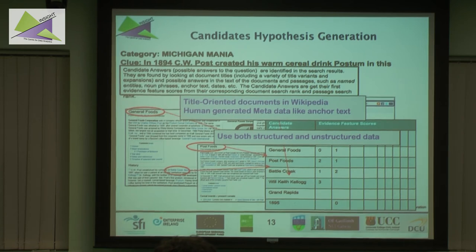Why? Because Wikipedia is a very title-oriented document. The content of the Wikipedia article itself describes the salient features of the title. So we can say that the title is the representation of this whole article. Not only this, humans also generate metadata like anchor text, so you can use the hyperlinks as candidates here too. For that, they use both structured and unstructured datasets so that they can produce more candidates for a given article.